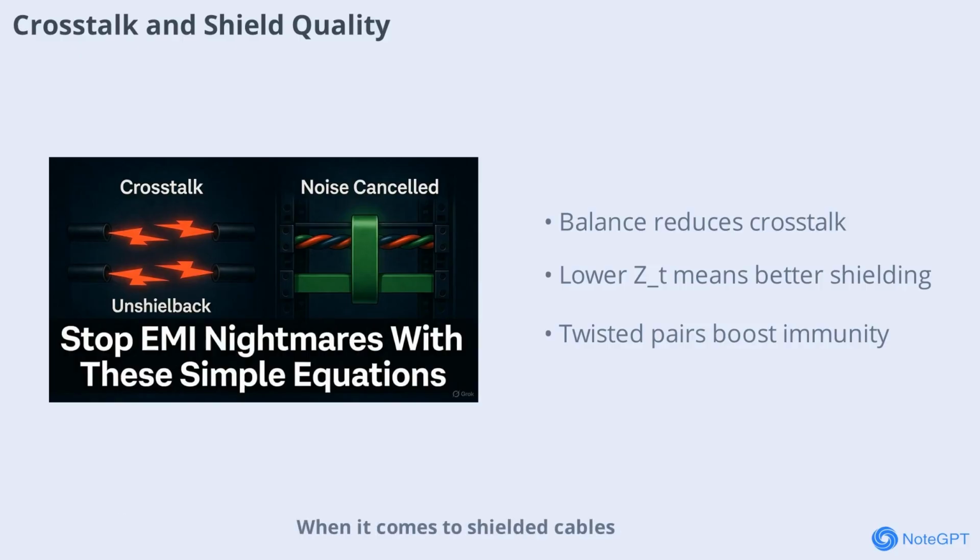When it comes to shielded cables, transfer impedance ZT tells you how effective the shield is. The lower the ZT, the better the shield. For example, braided shields typically have 5 to 30 milliohms per meter, while solid conduit can be less than 1 milliohm per meter. Always check these values to ensure your cables are up to the task.